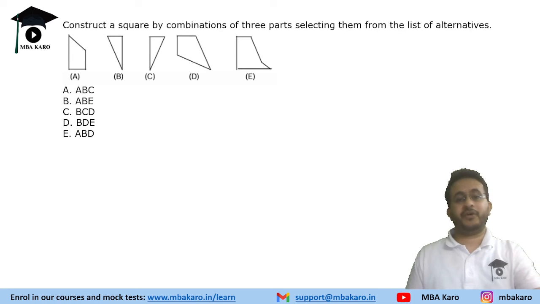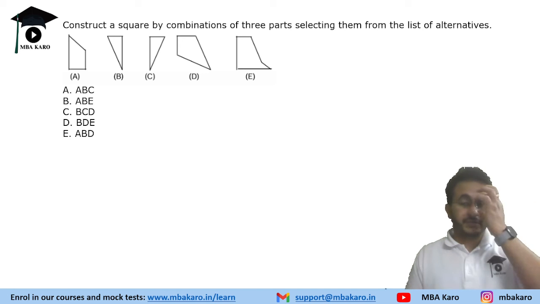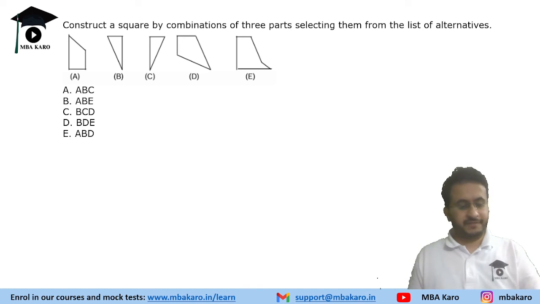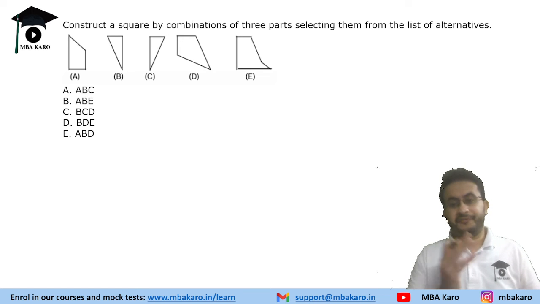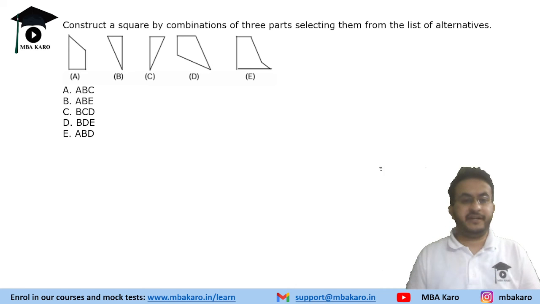Construct a square by combination of three parts, selecting them from the list of alternatives. Now, this is a tough question to solve. Tough in the sense that you have to see option by option, because if I do not give you the options, it would have become very difficult. Now, we will see A, B, C. If we combine A, B, C, do we get a square?